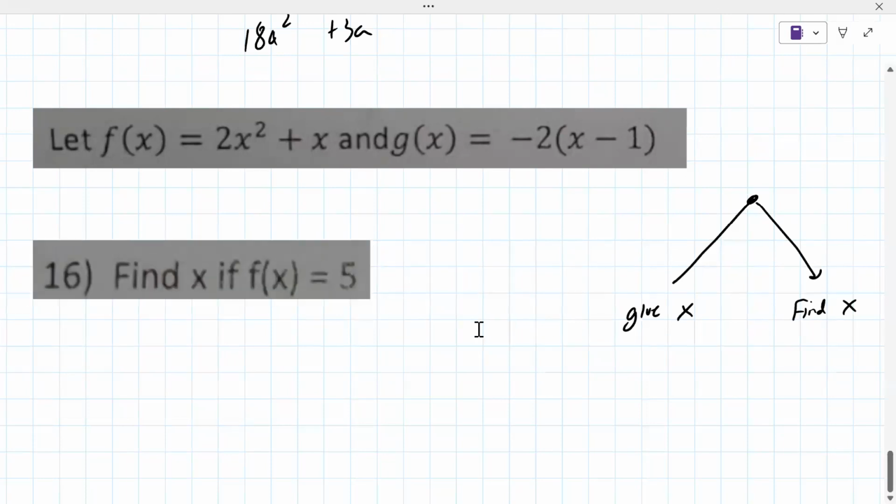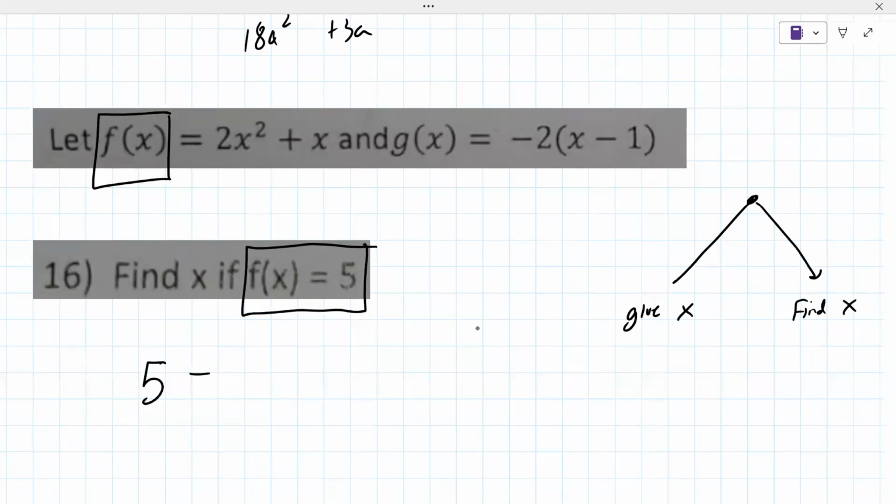So in 16 here, it says find x if f of x equals 5. And what this is saying is that the output is 5. It's not saying that x is 5. It's saying that this part is 5 right there. So instead of f of x, 5 equals 2x squared plus x. Is that clear? We're not putting it in for x, we're putting it on the other side.